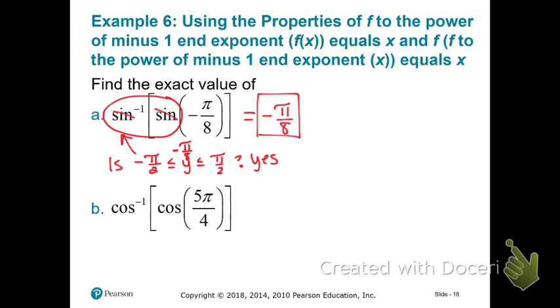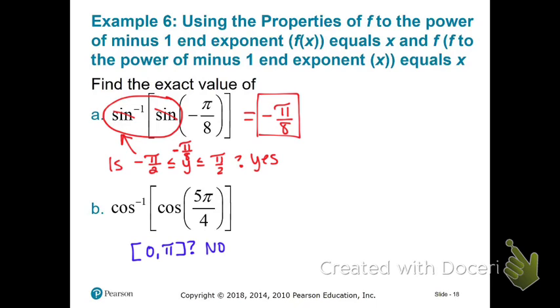So on B, again, we have the inverse of cosine, so we're really hoping that'll cancel. So we've got to check, is 5 pi over 4 between 0 and pi? No. So we're going to have to do some work to see if we can figure out this answer.